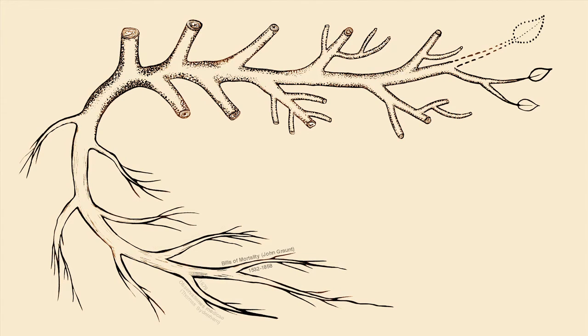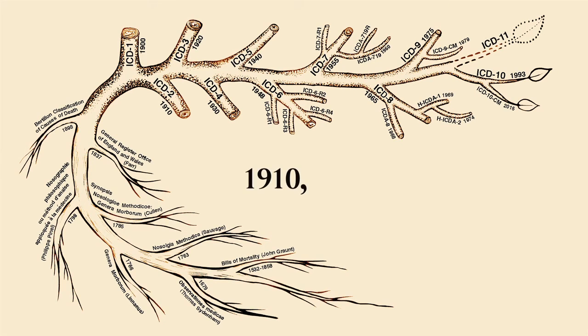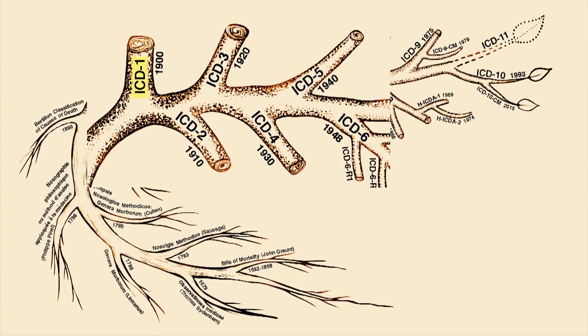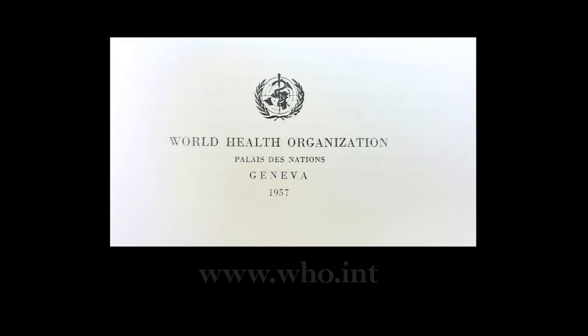The desirability of revisions every 10 years was recognized, and the French government convened conferences in 1910, 1920, 1929, and 1938. These conferences then became the origin of the first, second, third, fourth, and fifth classifications of causes of death. All of these meetings were held in Paris, and the French transcripts can be obtained at the WHO website.